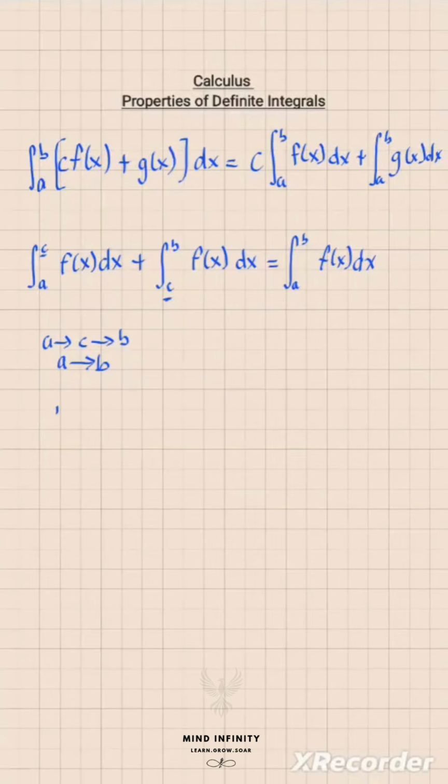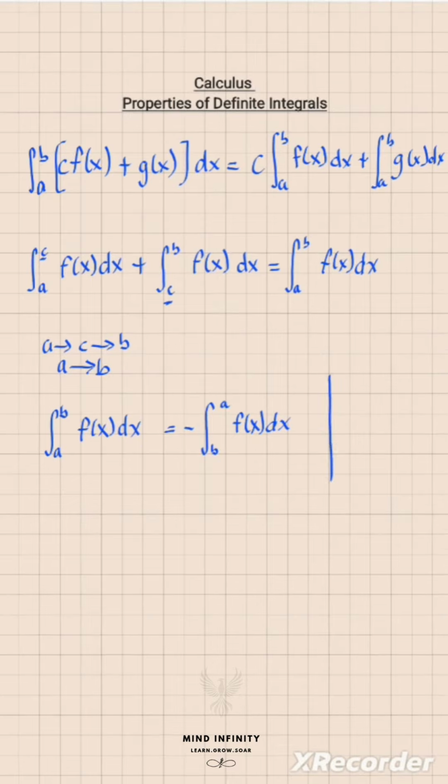Then we have the integral of f of x dx going from a to b. Now this is the same thing as negative f of x dx going from b to a. So let's say you have a function that goes like this, and you want to find the area of this. Well, you just need to use the negative sign and go from b to a. If you go from a to b, you're just going to get the positive side of it, which is here. But since you want the negative, you just put a negative sign and change the interval.